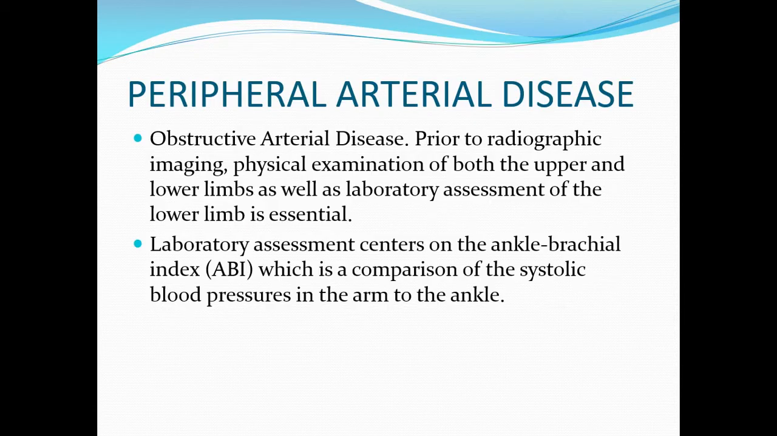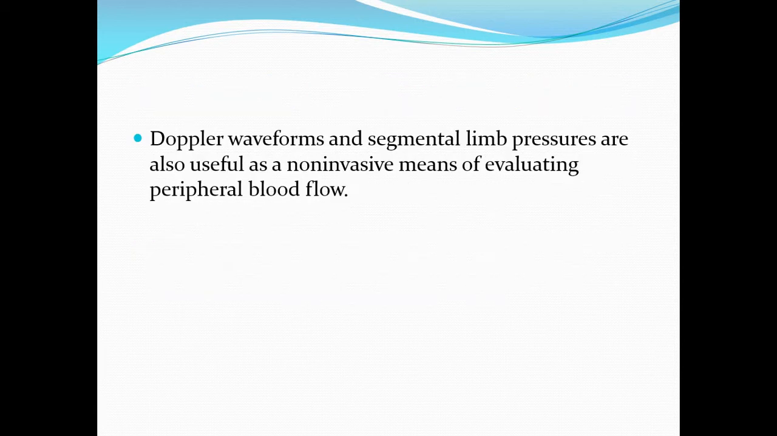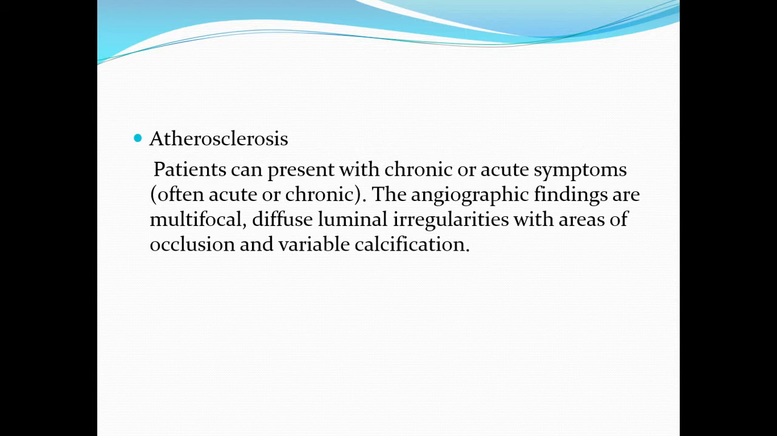Regarding peripheral arterial disease, multiple disease processes can affect the peripheral arteries. Regarding obstructive arterial disease, prior to radiographic imaging, it was usually diagnosed based on the physical examination of the upper and lower limbs using laboratory tests, using the ankle brachial index. The Doppler waveforms and segmental limb pressures can also be used as a non-invasive means of evaluating peripheral blood flow.